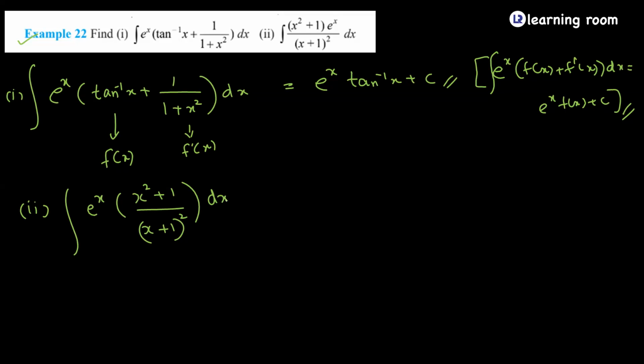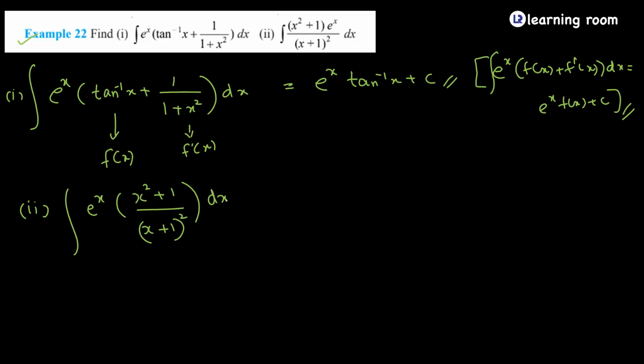See, one hint I can give you. Since we are discussing this concept, it should be of the form e power x into f of x plus f dash of x. Your job is to find which is f of x and which is f dash of x. So that is the logic. Secondly, wherever you have these kinds of rational functions, wherever you have a denominator, try to eliminate it.